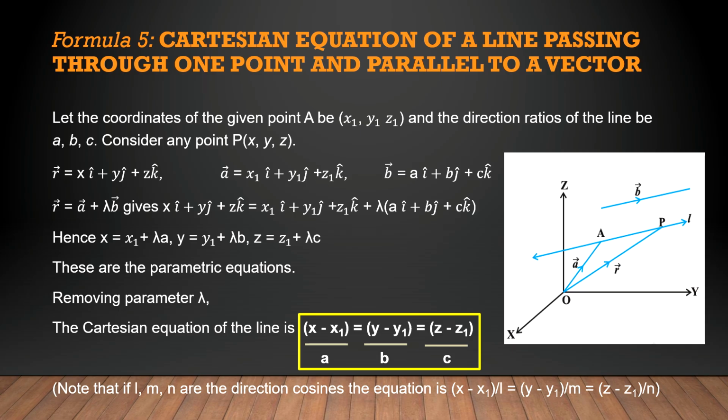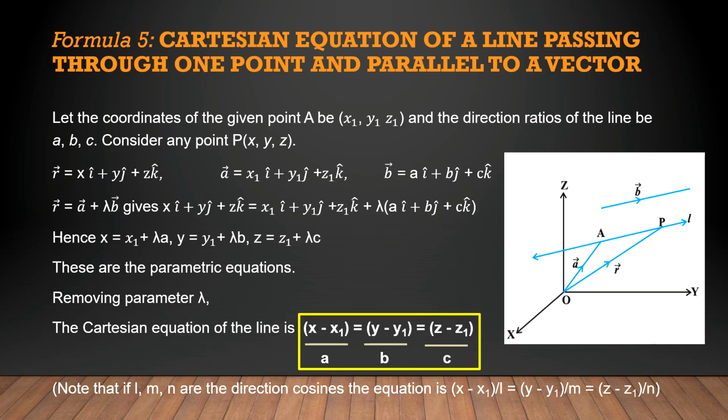So basically r is what we need to find. What will be the equation of r in vector form? x into i cap plus y into j cap plus z into k cap. What will be the equation for the vector a? A has coordinates x1, y1, z1, so it will be x1 into i cap plus y1 into j cap plus z1 into k cap. And b is the vector which is parallel to the given line. So if a, b and c are the direction ratios, then vector b will be a into i cap plus b into j cap plus c into k cap.